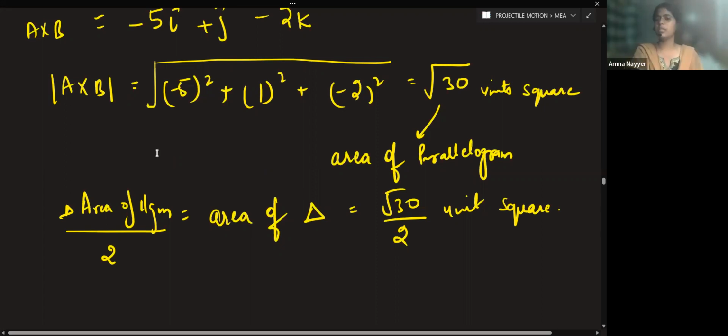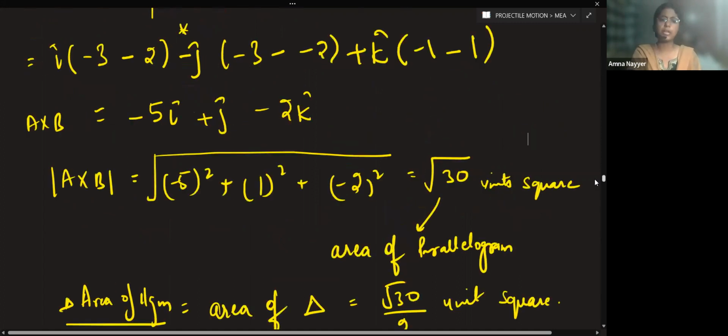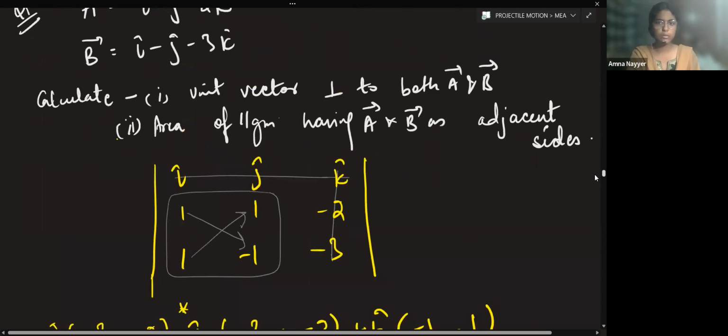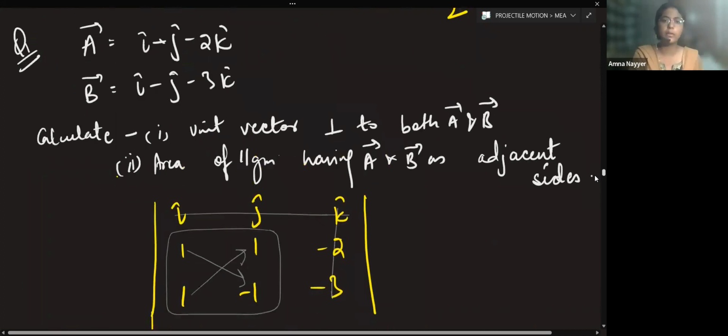So maximum under cross products only this can be asked if it is asked from the geometrical portion. Otherwise, just remember this cross product. So note down this question, then we'll start with angular projection.